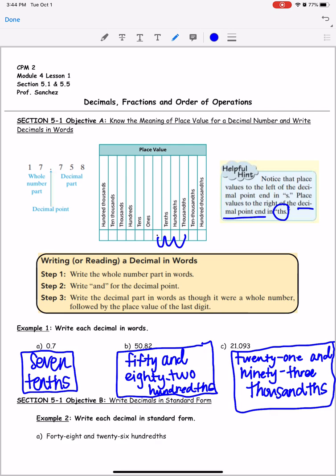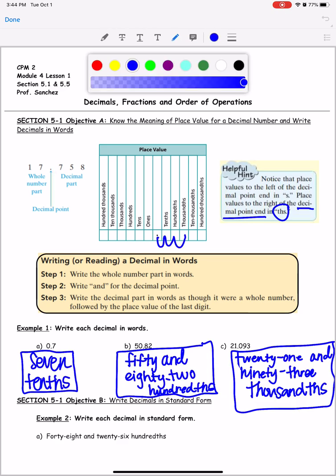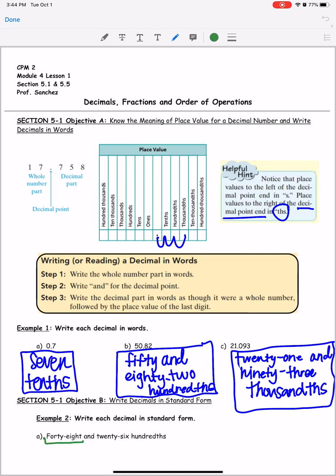All right, now let's go opposite. Now they're going to write this in word form. We need to put this into standard form. Standard form is your number. So you've got 48. Your "and" is your decimal. And then 26 hundredths. Now be careful with these decimal places. Notice when I put my 26, ask yourself, is that in the hundredths place? Is it 1, 2 decimal places back? Yes, it is.